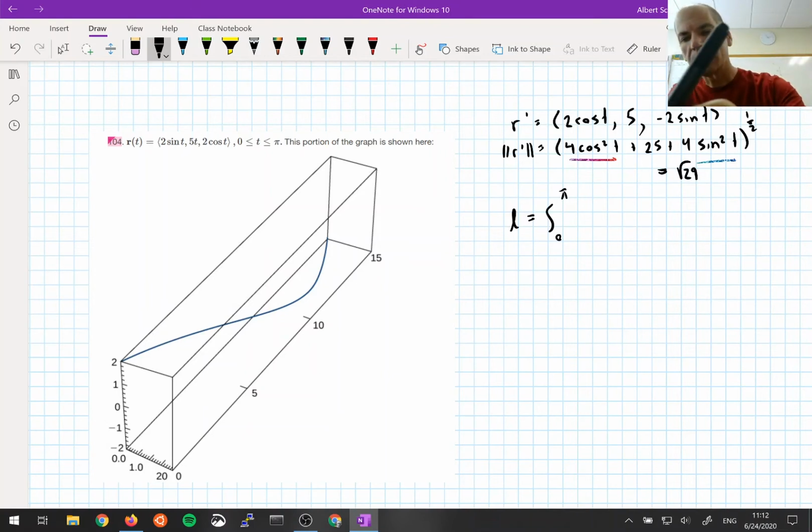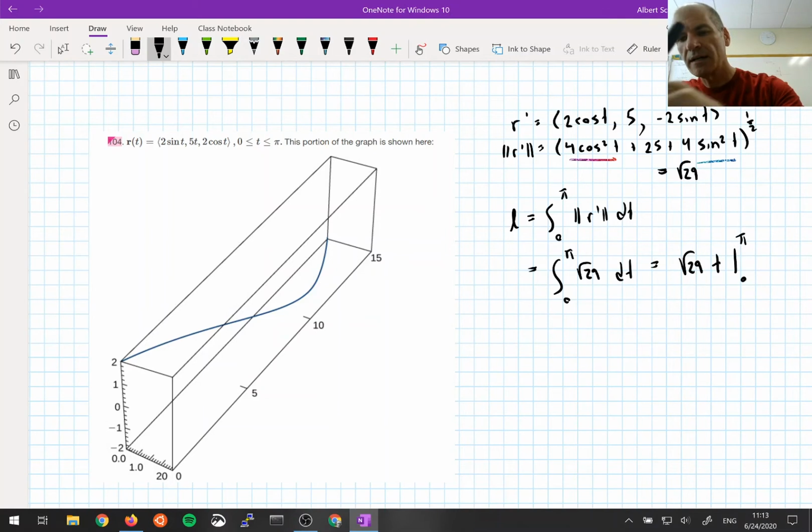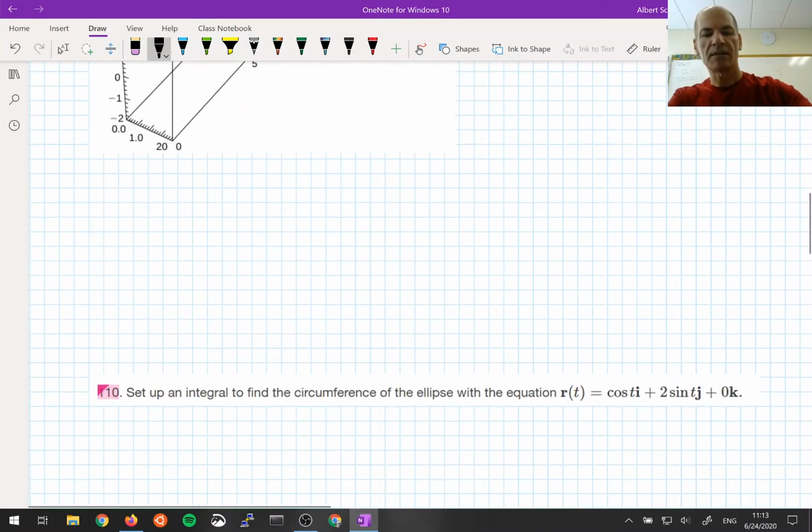Well, remember that the arc length is the integral over the specified parameter range, 0 to pi, of the magnitude of r prime. Well, we just calculated that. That's the integral from 0 to pi of the square root of 29 dt. We can integrate a constant with respect to time. That's one of the easier ones. So we have root 29 times t, and we want to evaluate from 0 to pi. Plugging in pi, plugging in 0, and subtracting, we end up with pi root 29. So that's a nice warm-up, getting us used to this idea of computing arc length.